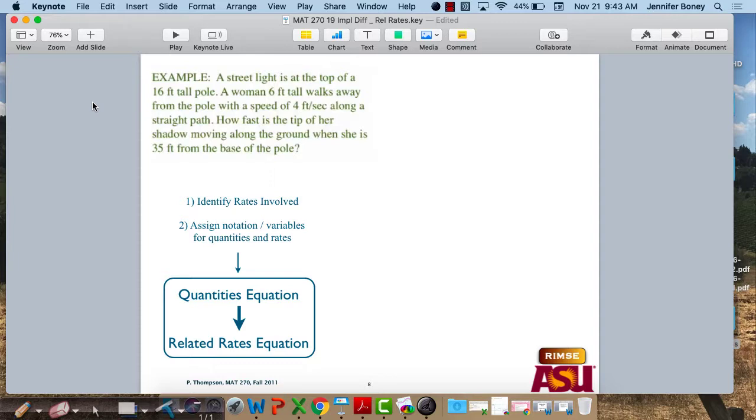In any case, this question: we've got a streetlight at the top of a 16-foot tall pole, a woman that's 6 feet tall, currently 35 feet from the base of the pole, is walking away from it at 4 feet per second, and we want to know at that point, when she's 35 feet away from the pole, how fast the tip of her shadow is moving along the ground.